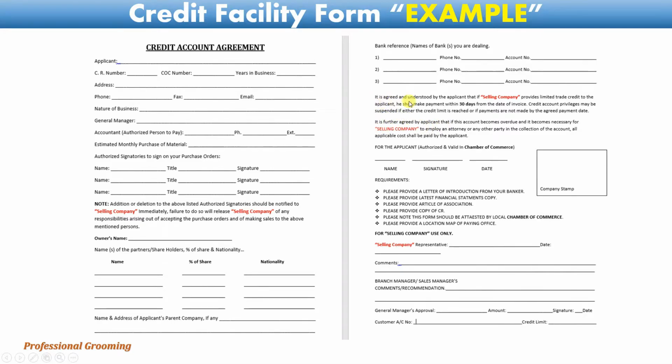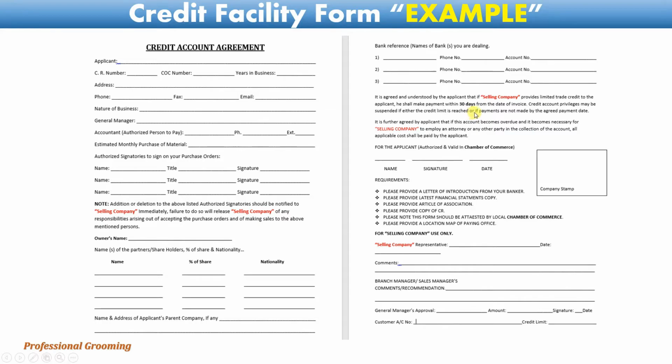After that, it is mentioned here, it is agreed and understood by the applicant that if the selling company provides limited trade credit to the applicant, he shall make payment within 30 days. So our terms of payment with the buyer is 30 days from the date of invoice. Credit account privileges may be suspended if either the credit limit is reached or if the payments are not made by the agreed payment date. So if they do not pay us in 30 days, we can stop selling to them, we can hold their purchase orders, and we can ask them to pay us early, then we will deliver them the goods after that.